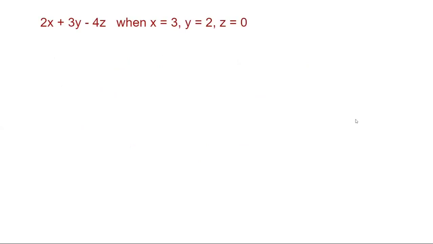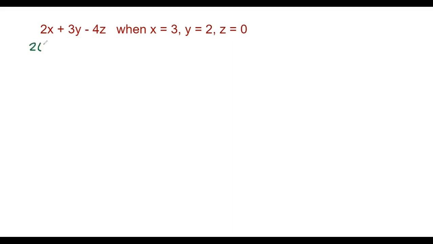Here's the first one. 2 times x plus 3 times y minus 4z, when x is equal to 3, y is equal to 2, and z is equal to 0. So when I'm rewriting this, I'm going to write it like this. I'm substituting 3 for x. Then we have addition. We're multiplying 3 times y, which is 2. And then we're multiplying 4 times z, which is 0. When I'm adding things together like this, I can evaluate each part separately. I'm going to do this multiplication first because that's what PEMDAS tells us to do.